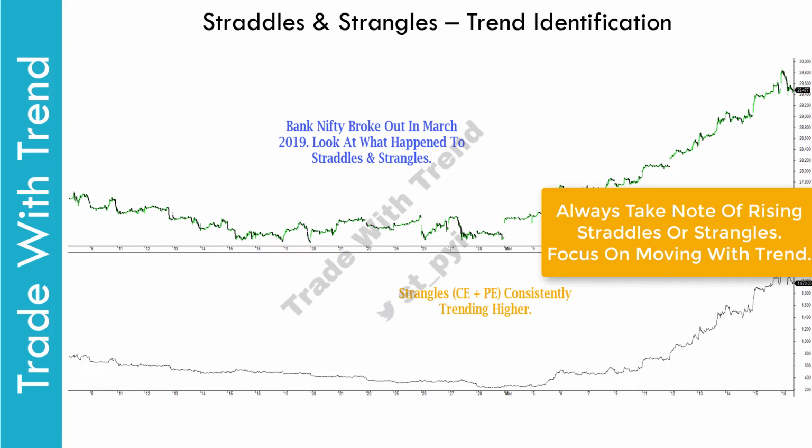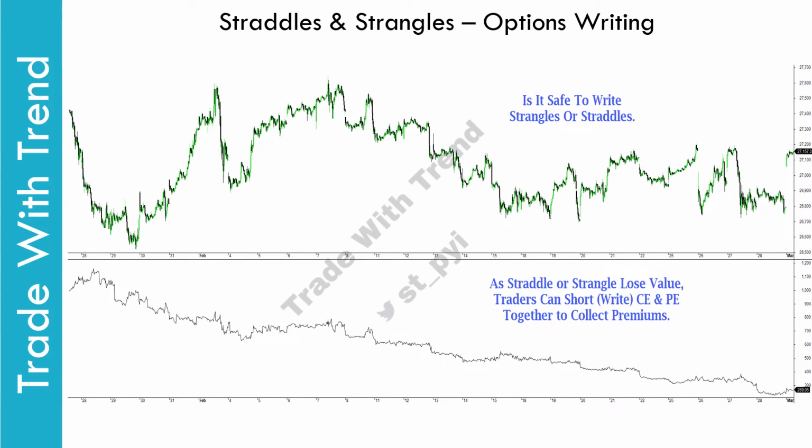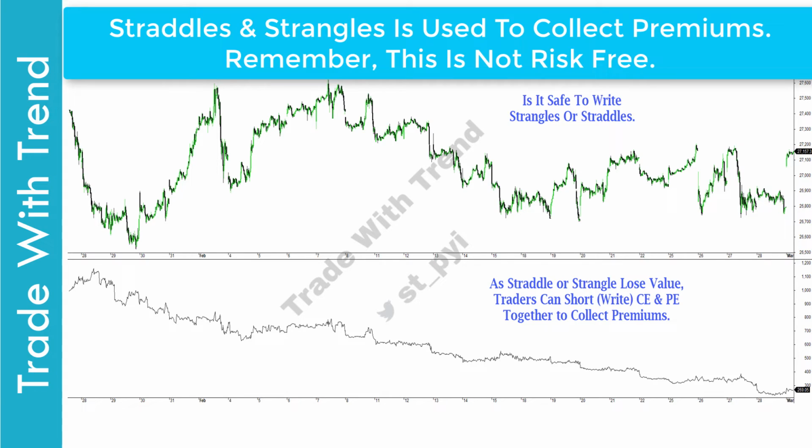So whenever you spot such a thing happening, always take note of the trend and underlying momentum. Try and participate in the direction of trend and avoid taking any counter trend positions. One more application of straddles and strangles is in options writing. Now a lot of traders sell calls and puts together to collect premiums till expiry. Essentially they are selling either straddles or strangles. In most cases it is strangles that are being sold.